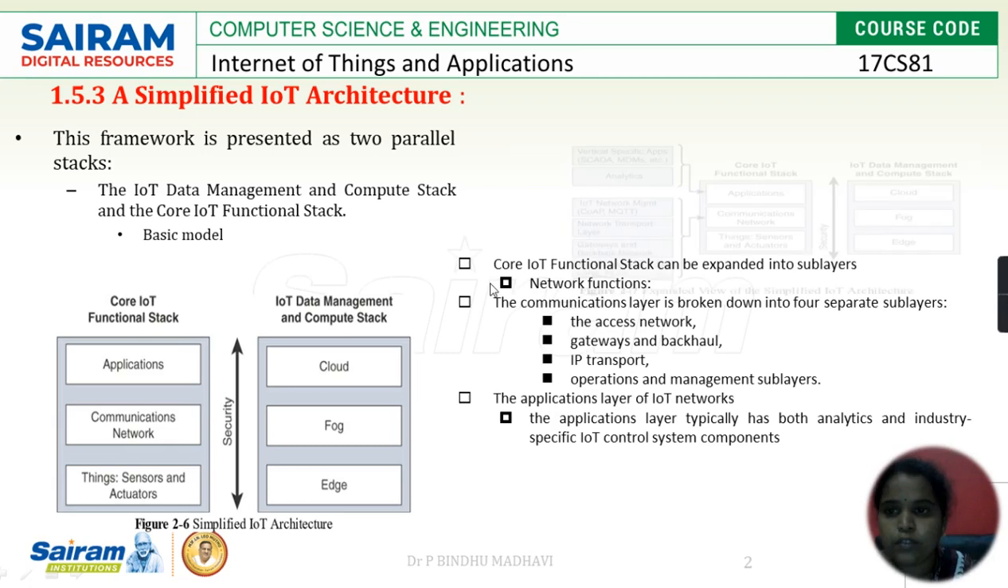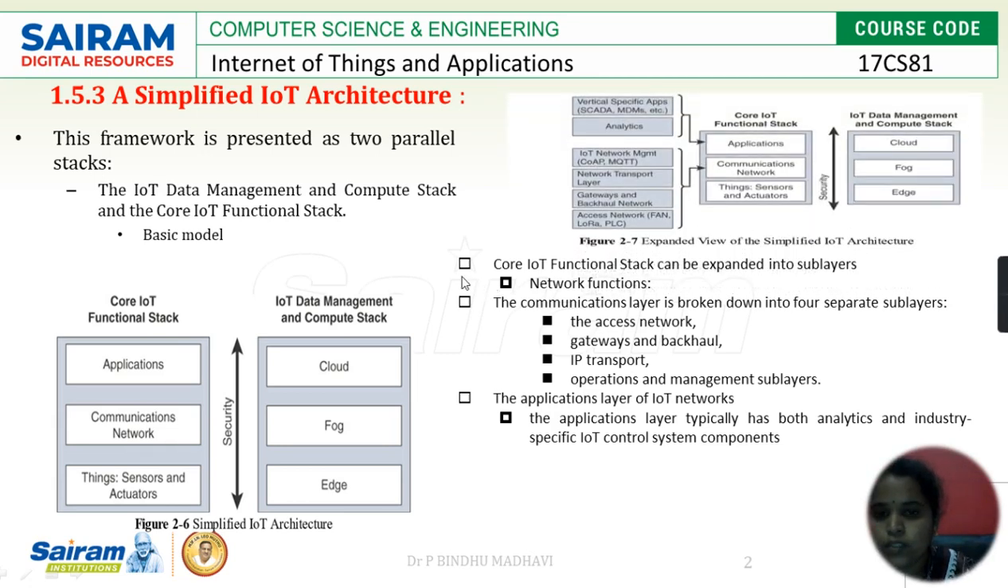Yes, I hope everybody could see this screen. So this is a framework where the number of layers was brought down from 7 to 3. This framework has two parallel stacks. On the leftmost part we call it the core functional IoT stack, and the rightmost part is the data management and computing stack. Right. So we could see the complete functionality of this IoT architecture based on these three sublayers.